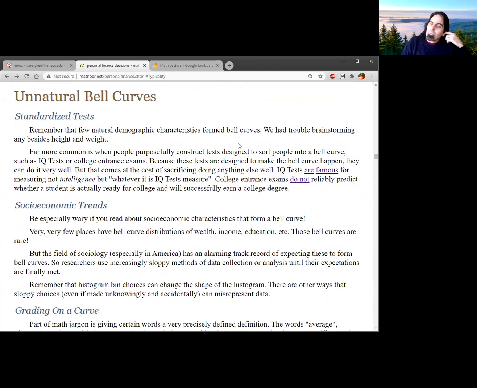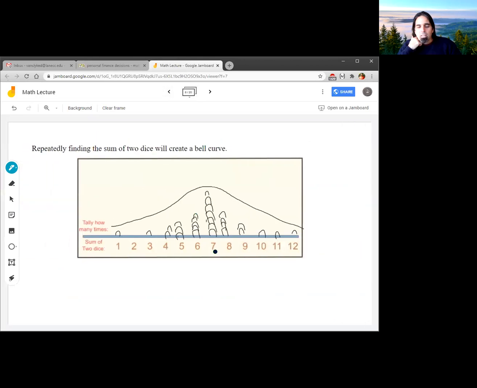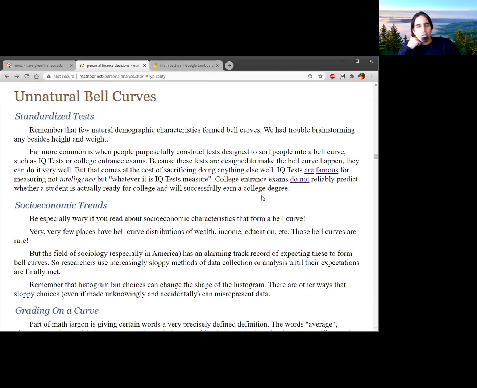It's more common when you construct tests designed to sort people into bell curves, like IQ tests or college entrance exams. These tests are designed to make the bell curve happen. They can do it very well. So they make the test happen again and again and again. Most people are in the middle. A very few people get extraordinarily high scores, and a very few people get extraordinarily low scores. If that didn't happen, they change the test so that it works better next time.